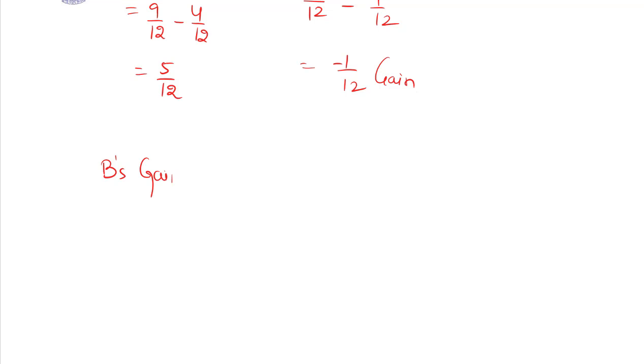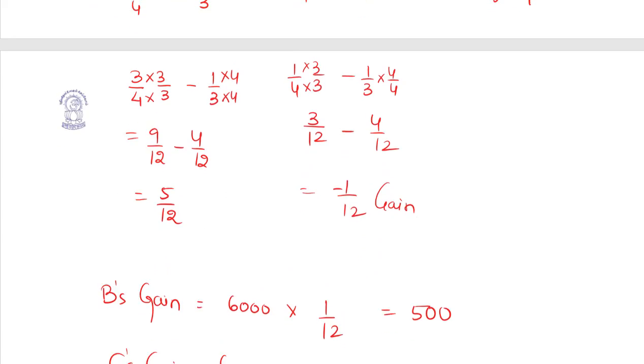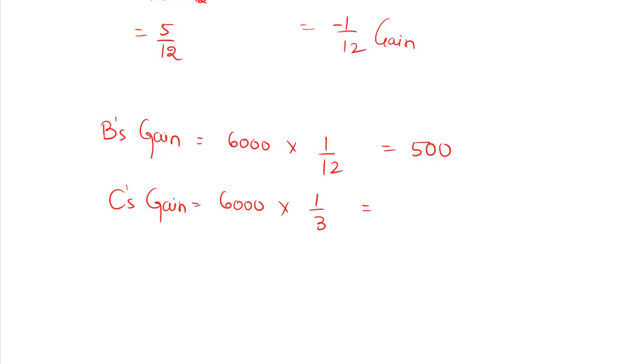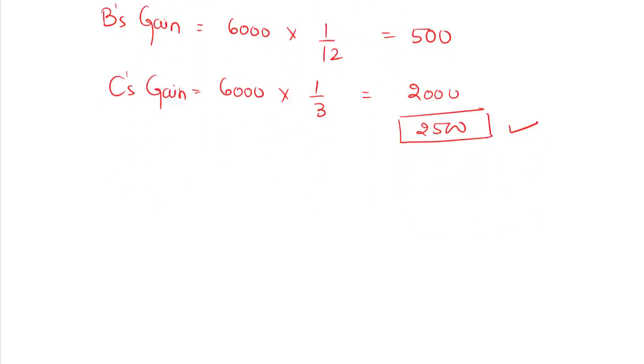B's gain equals 6000 multiplied by 1 by 12 equals 500. C's gain equals 6000 multiplied by 1 by 3, that is 2000. So total gain is 2500. I believe you understood till here. Let us pass journal entries now.